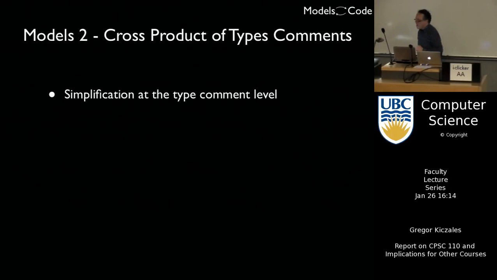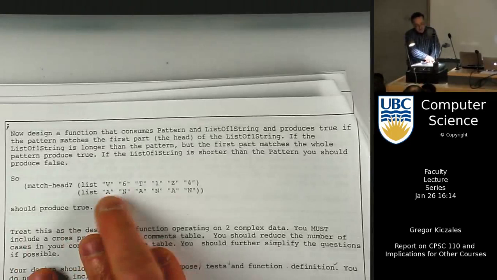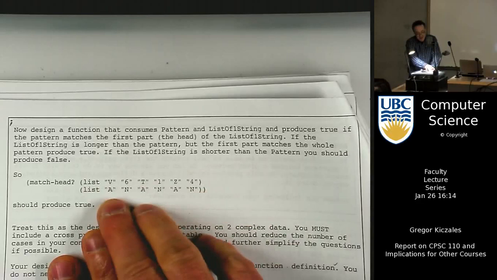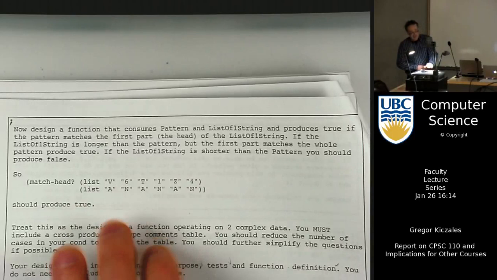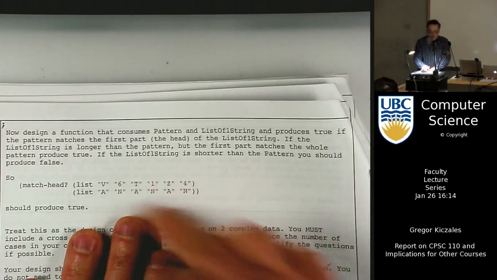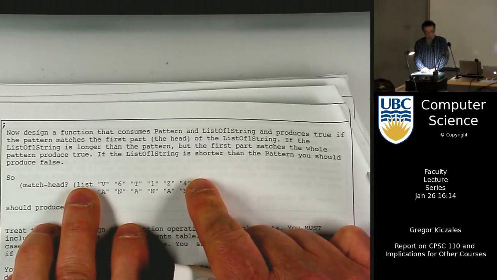So here's another example. In this example, basically, they have to write a function that takes string lists of characters and a pattern. The pattern is AN. Those are the two pattern keywords. So this is alphabetic, numeric, alphabetic, numeric, alphabetic, numeric, and match them like that. In what they've learned to this point, they would generate a cross product. This type has three cases, this type has two cases. They would generate a six-case cross product.